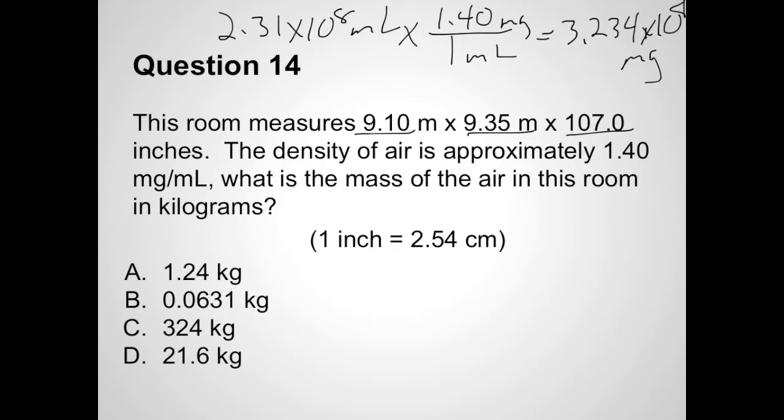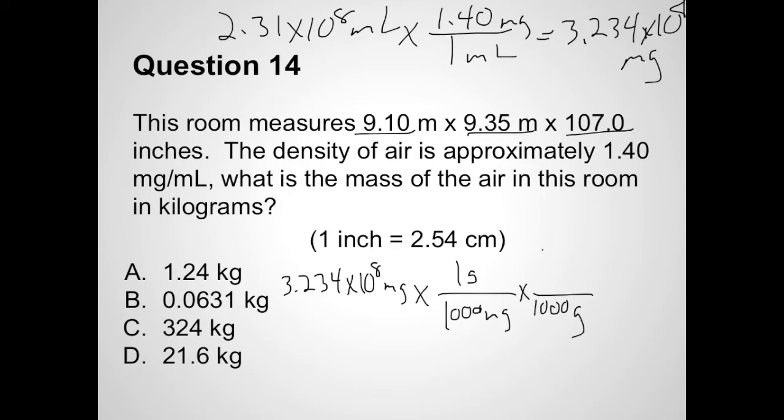milligrams. But the question is, how many kilograms is that? So it's 3.234 times 10 to the 8th milligrams. How many kilograms would that be? So I need to convert milligrams to kilograms. So 3.234 times 10 to the 8th milligrams times, there are 1,000 milligrams in 1 gram, and then there are 1,000 grams in 1 kilogram.